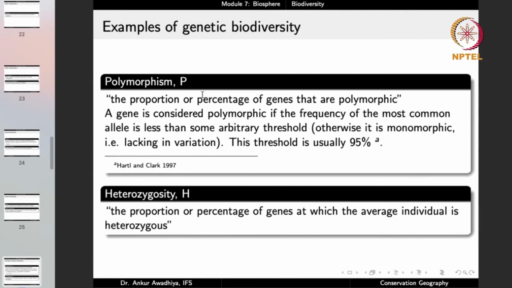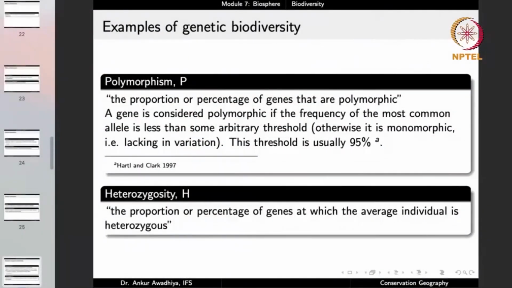Another way in which we quantify genetic biodiversity is heterozygosity, the proportion or percentage of genes at which the average individual is heterozygous. That is, if an individual gets the allele for black eye from the father and the allele for blue eye from the mother, so in this particular gene the person has got two alleles which are different. Now all the genes are present in two copies because we get one set of chromosomes from our fathers and one set of chromosomes from our mothers. That is, one set of genes from our fathers and one set of genes from our mothers.